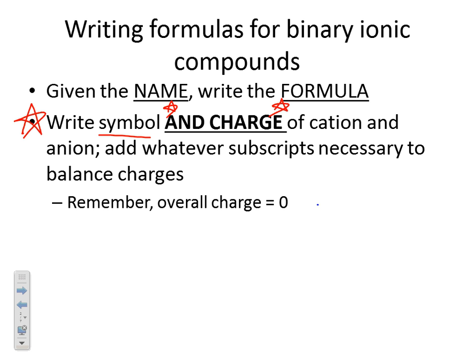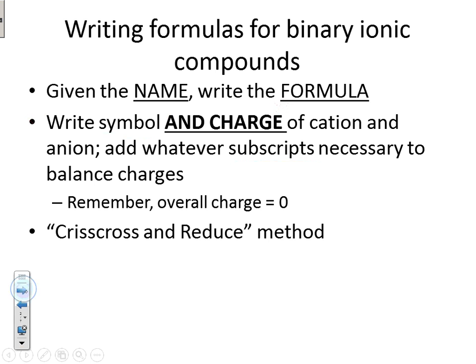And then the key is that the charge has to balance. You never know if it's a 1-to-1, a 1-to-2, or a 2-to-3 ratio. It's all about getting the charge to balance. That means the total charge of both the cation and the anion has to add to 0. So if one is +1 and the other is -2, then you need subscripts to say more than 1, so that the overall charge is equal to 0. There's a method to make sure the charge adds to 0 quickly and easily, and it's called the crisscross and reduce method.